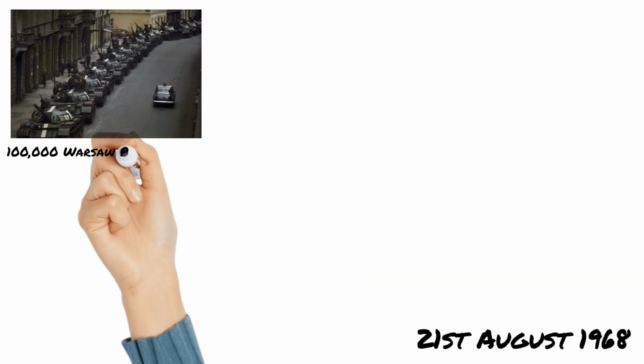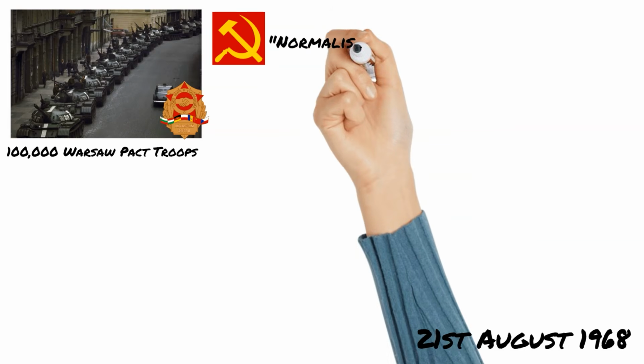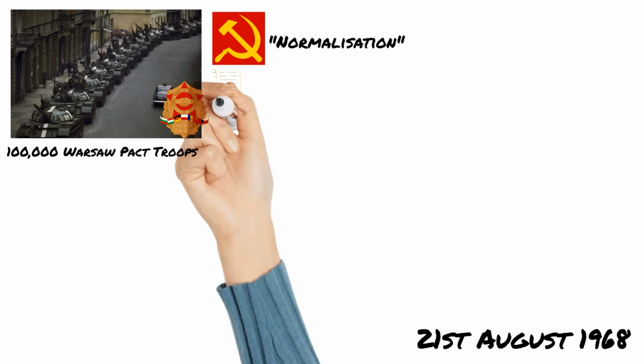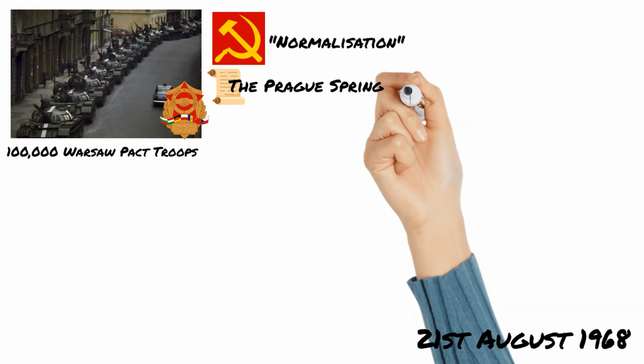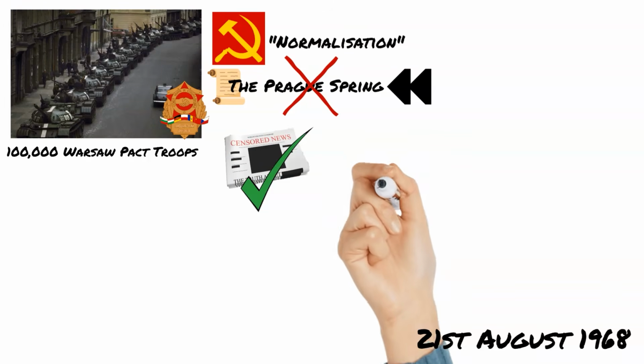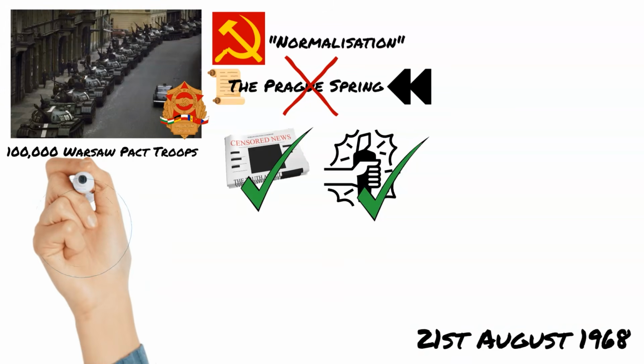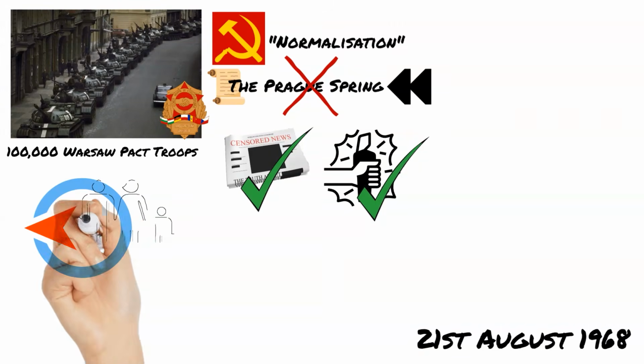So, on the 21st of August 1968, approximately 100,000 Warsaw Pact troops invaded Czechoslovakia to crack down on the reforms in Prague. And the Soviet-backed party instituted a period of normalization, which meant reversing the Prague Spring in virtually every way. This led to an immediate end of the reforms and the reintroduction of censorship and political persecution. Some 300,000 Czechs fled to the west before the borders closed.